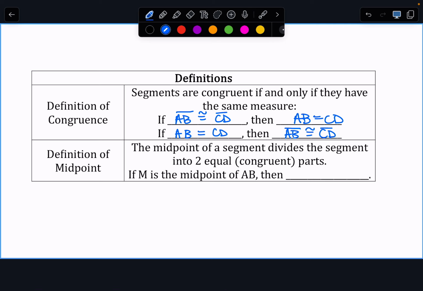Okay? Now, if we have a midpoint, so like if M is the midpoint of AB, knowing the definition of a midpoint, what could we write knowing that M is the midpoint of AB? Like what does that tell us, Jay? Yes.